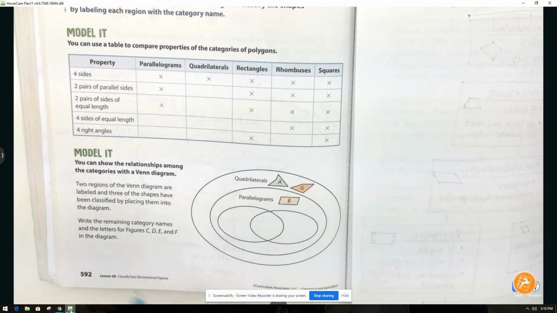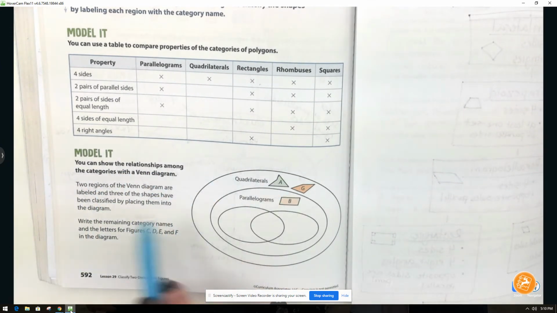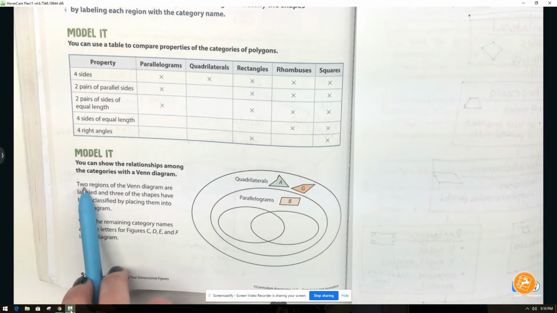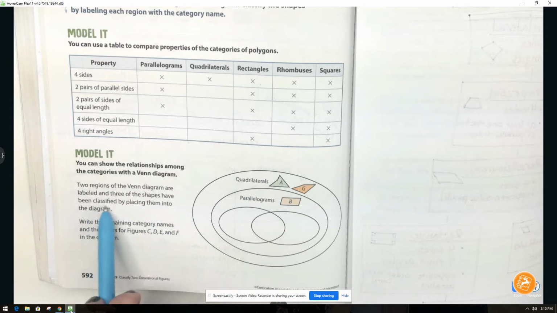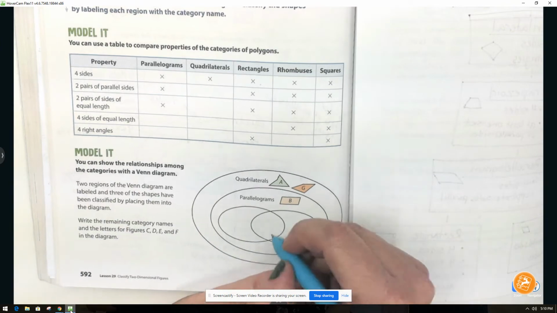Now, looking at the model, it says you can show the relationship among the categories with a Venn diagram, which we did on the last page. 2 regions of the Venn diagram are labeled, and 3 of the shapes have been classified by placing them into the diagram. Write the remaining category names and the letters for figures C, D, E, and F in the diagram. So we already did this on the last page.